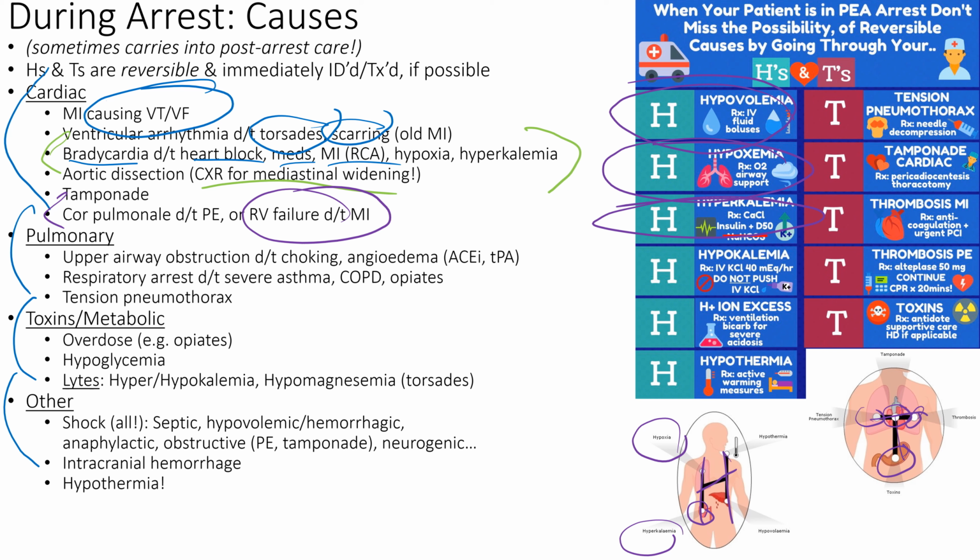All right, and then pulmonary-wise, so they have upper airway obstruction. That's easy. We're going there to see if we can take it out, right? Are they choking? Are they vomiting and they're aspirating? Do they have angioedema due to, as mentioned, our thrombolytics could cause angioedema, but also ACE inhibitors are very well known to cause upper airway swelling. And then respiratory arrest due to overdose on something, or they have severe asthma or COPD. They stop breathing because they tired out, right?